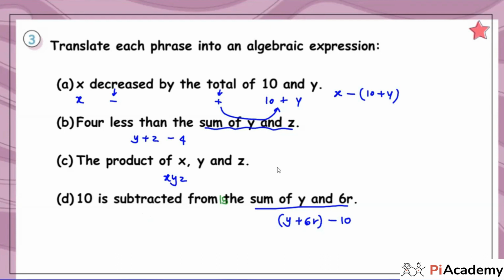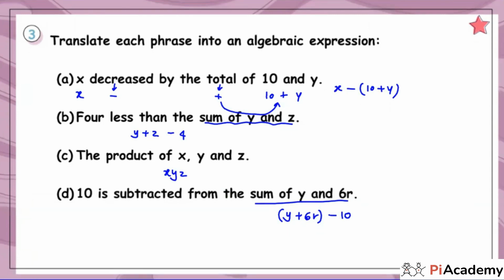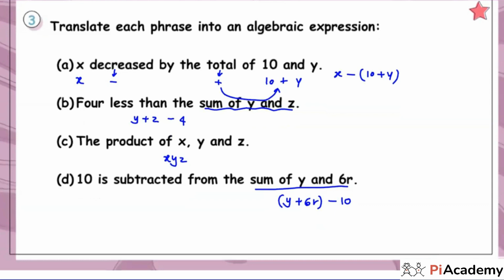For D, I wrote 6r plus y instead of y plus 6r. That's fine. If you are adding 3 plus 5, you will get 8, and 5 plus 3 is also 8. So in addition, the order does not matter. Okay, so you are also correct, Arya. Okay, Tulsi, what is your doubt?